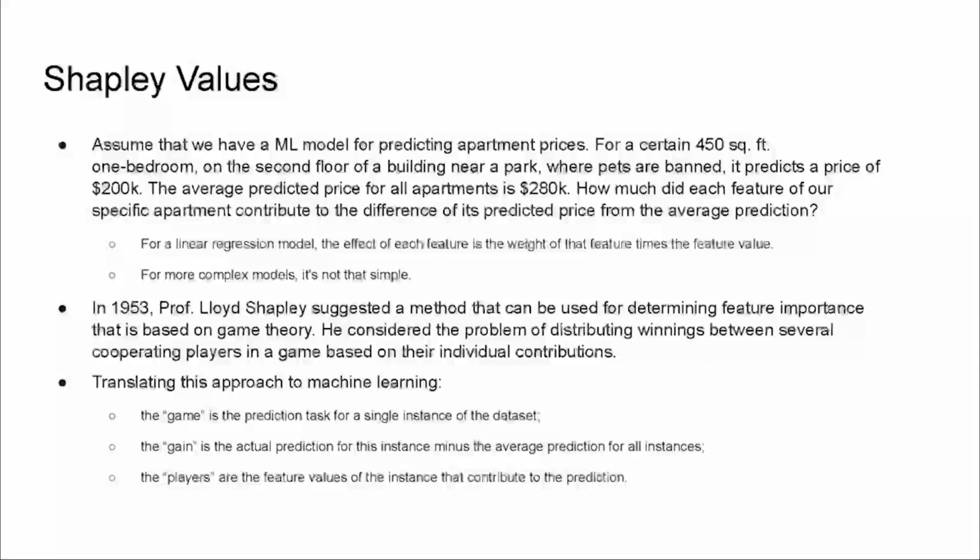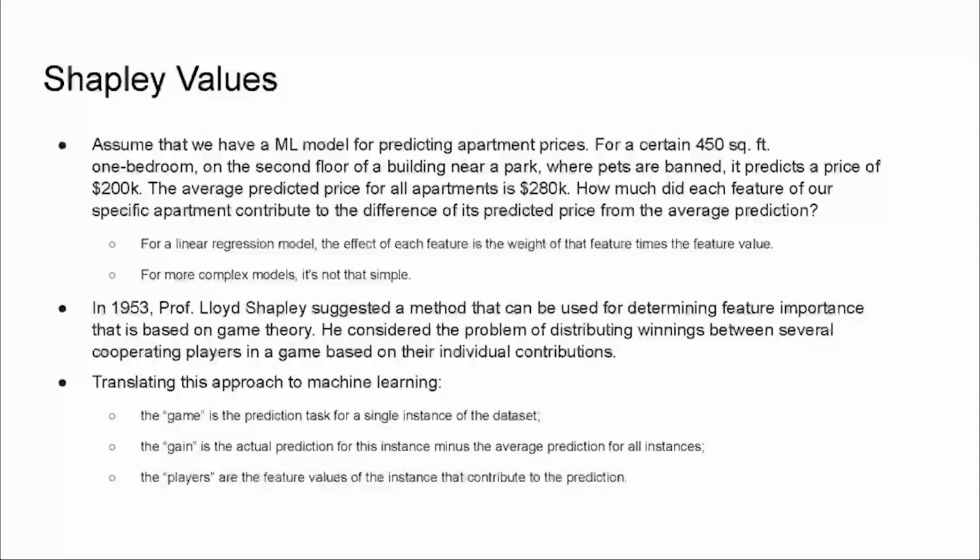Imagine that we have an ML model for predicting apartment prices. For a certain 450 square foot one bedroom on the second floor of a building near a park where pets are banned, it predicts a price of $200,000. The average predicted price for all apartments is $280,000. How much did each feature of our specific apartment contribute to the difference of its predicted price from the average prediction? For a linear regression model, the effect of each feature is the weight of that feature times the feature value. For more complex models, it's not that simple.